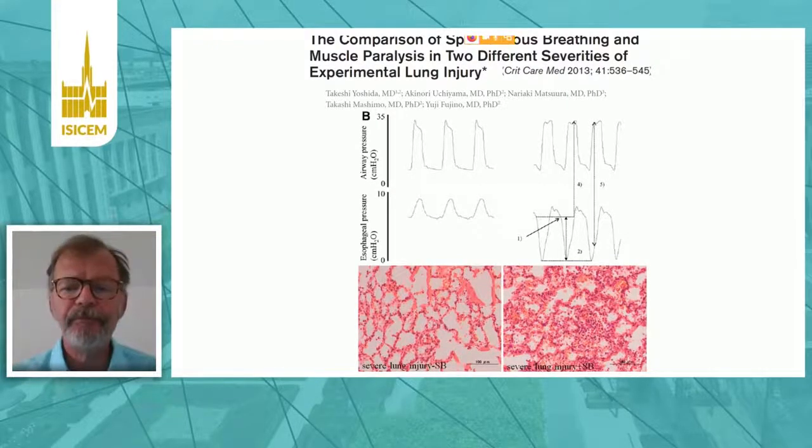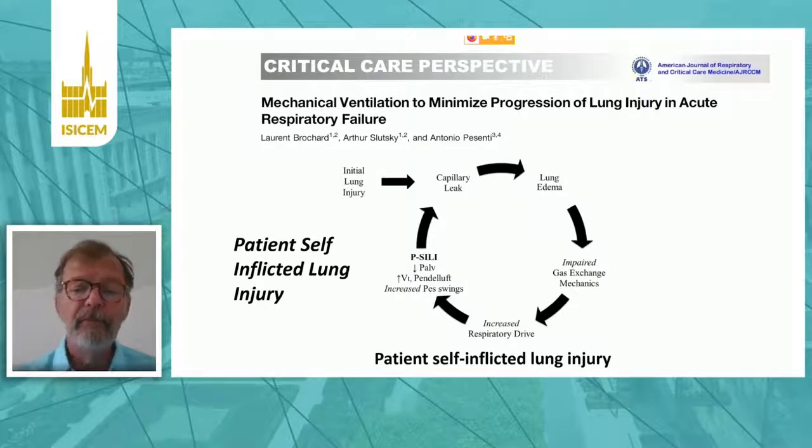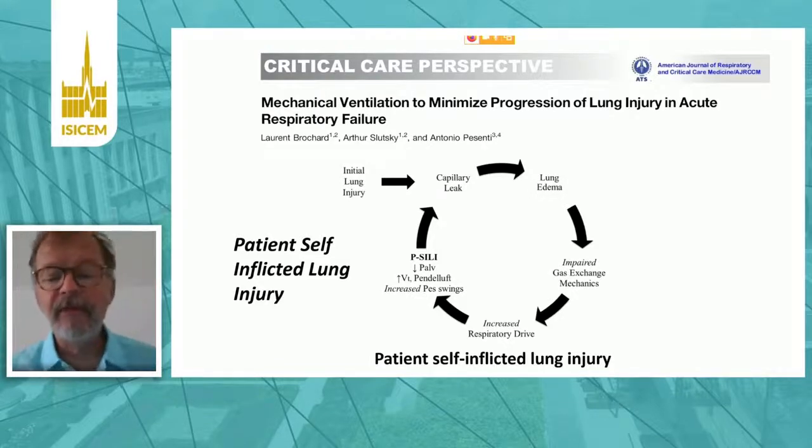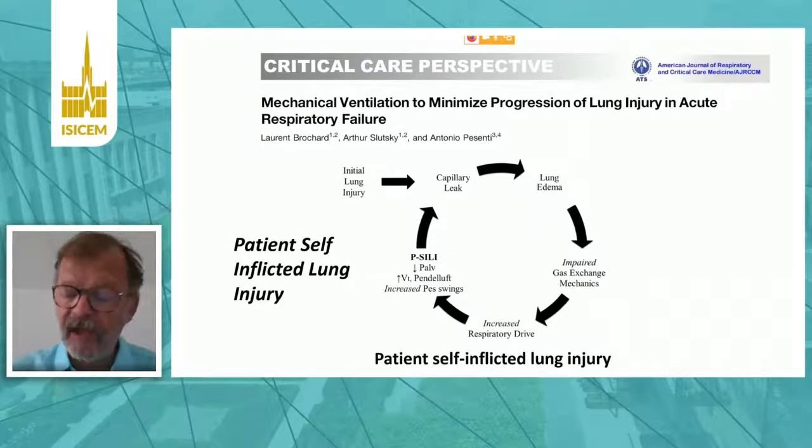In addition, we think that a cause of worsening may be what we call patient self-inflicted lung injury, which means that the impaired gas exchange and mechanics stimulate the respiratory drive of the patient. And this respiratory drive increases these negative pressure swings, as I've shown you, but also may generate Pendelluft, may decrease the alveolar pressure, which generates this self-inflicted lung injury, although, of course, it's not voluntary from the patient's standpoint, but it's related to this increased drive, and it enters a vicious circle.